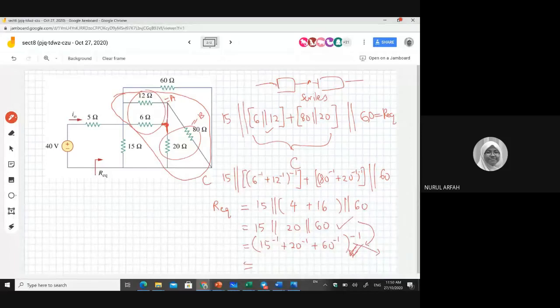And what do you get here? 7.5. Everyone gets this, right? Yes. Okay, good. Now you have this: R equivalent equal to 7.5. Then how do we get I note?